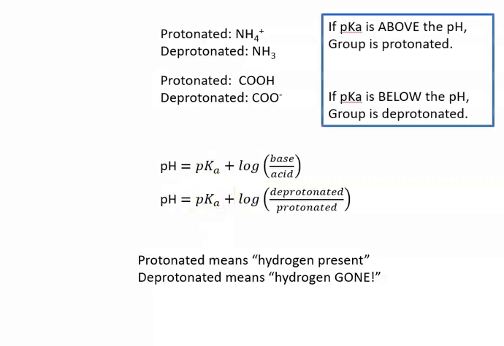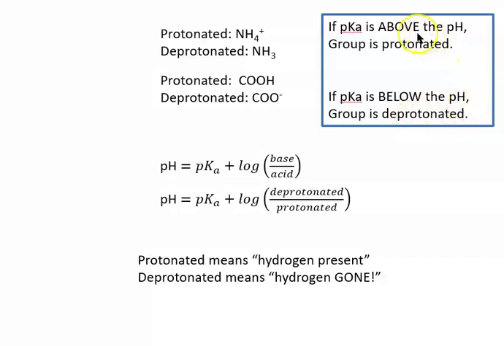So to sum this up and to give you the bottom line, just to get you through for right now, if the pKa of a functional group is above the pH of the solution, then the functional group in question is protonated. If the pKa is below the pH, then the group is deprotonated. And I should say, if the pKa of the functional group in question is below the pH of the solution, then the functional group is deprotonated.